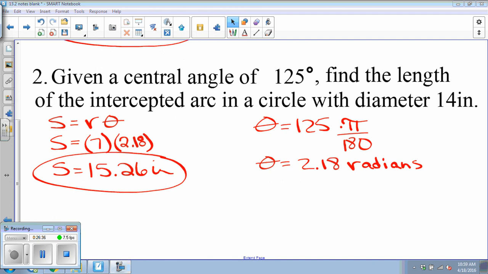Okay. So we found a piece of the circumference, right? That angle created an arc, and we found the length of that arc. So that was a piece of the circumference. Now what we're going to do, we still have an angle. We have a central angle. And we're going to find the area of that sector.